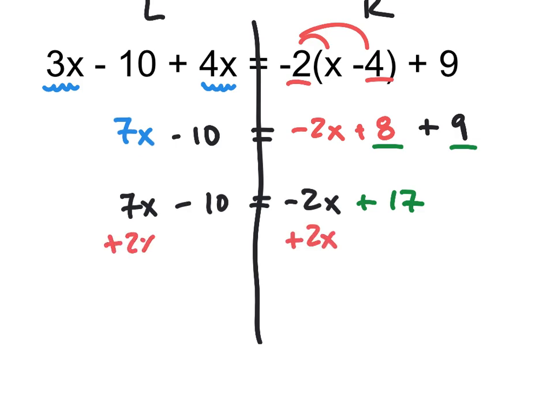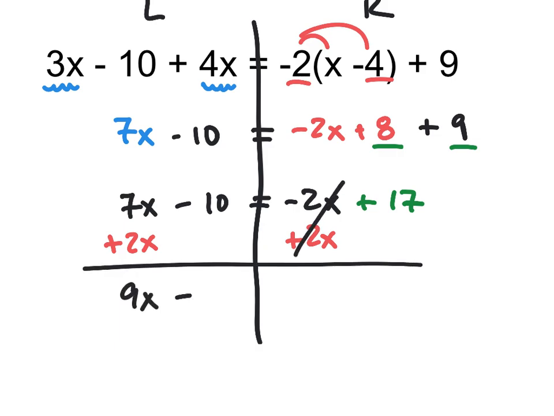And I'm going to combine my variable terms. Now, the reason I did that was because I don't have to deal with this negative anymore. It turns into a positive 2x, and this 7 is already positive. So when I add 7x and 2x together, that's automatically going to give me 9x. So this cancels out. I get 9x here and then minus 10 here. Those drop down, and that's equal to 17.